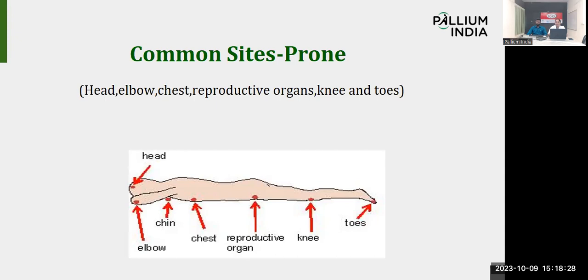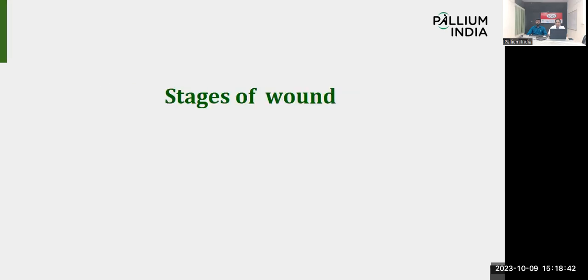So when the patient is in the prone position, we have to have an idea of what areas are more prone to get pressure sores. That is the head, the elbow, the chin area, chest, reproductive organ area, and also the knee and toe area. Okay. Then what are the stages of wound? Can anyone tell what are the stages of wound?